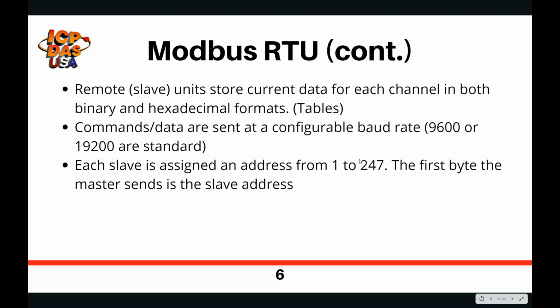Commands/data are sent at a configurable baud rate. 9600 or 19200 are standards, and from your controller, each slave is assigned an address from 1 to 247. Technically, you can get up to 255, but you run into serious limitations there. Since the master is always addressing the slave, the first byte the master sends is the slave's address.